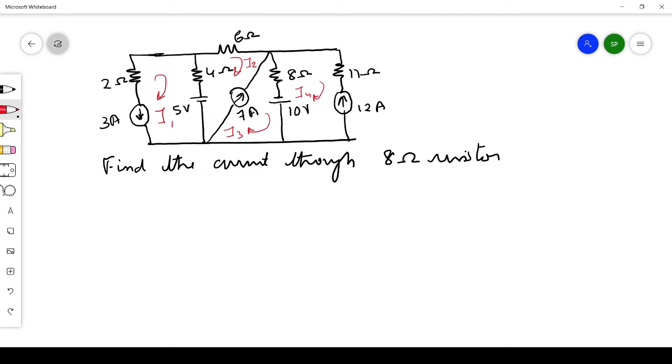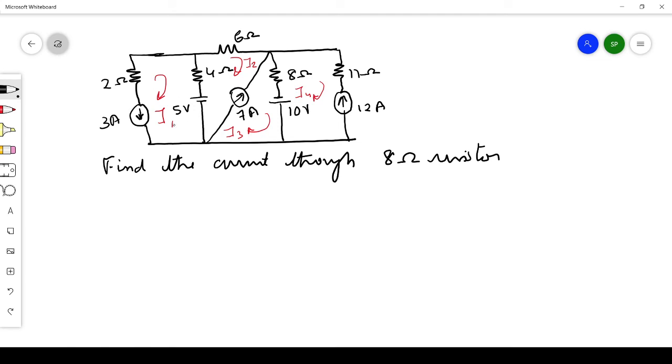Then when you observe mesh 2 and mesh 3, there is a common current source between mesh 2 and mesh 3. So this will create difficulty while solving the problem using mesh analysis. So what we can do is combine mesh 2 and mesh 3 together to form a super mesh, because there is a current source common between these two meshes. First we will consider mesh 1. First we will write the equations for these currents because some current values we already know.